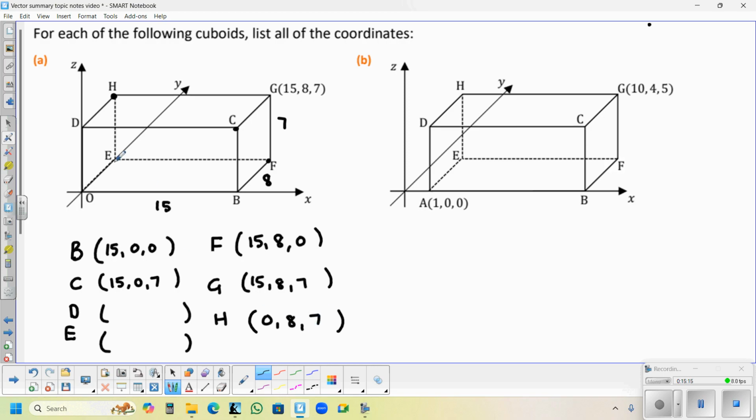Now point E, the last one there, is that one. It doesn't go across any in the X. It goes back 8 and it doesn't go up and down. So point E is 0, 8 and 0. And I've missed out point D. Where's point D? Point D is sitting there. So point D, I'm doing none in the X. I'm not doing any in the Y, but I've got to come up 7. So it's 0, 0, 7.